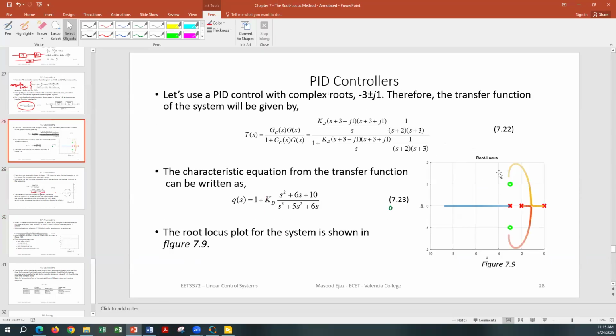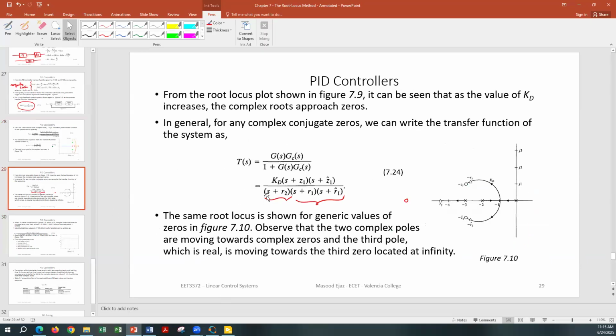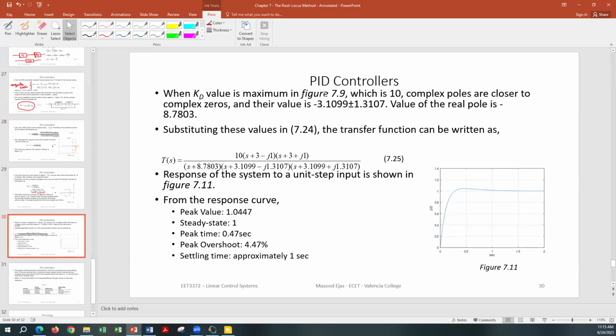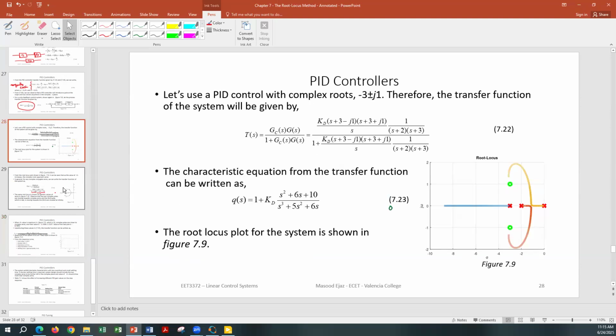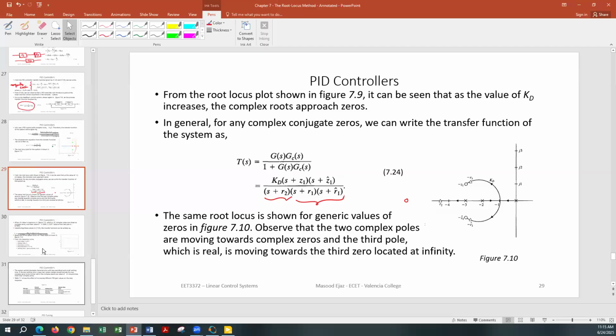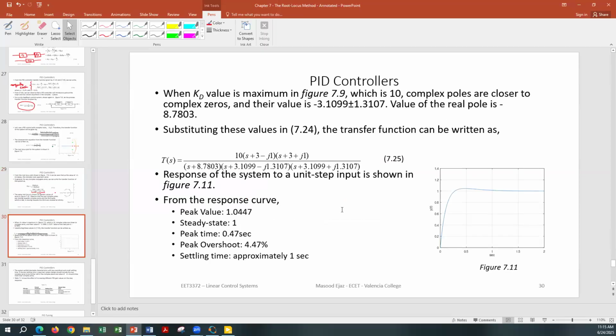We have these two values, z1 and z2, and the three roots. The three roots are these, the complex conjugate roots, and this is the real root. So we went ahead and plugged in all the values in this equation right here, and the transfer function comes out to be this. And then we plotted the unit step response using the step function. From that, we can find the peak value, steady state value, peak time, overshoot, and all those things.